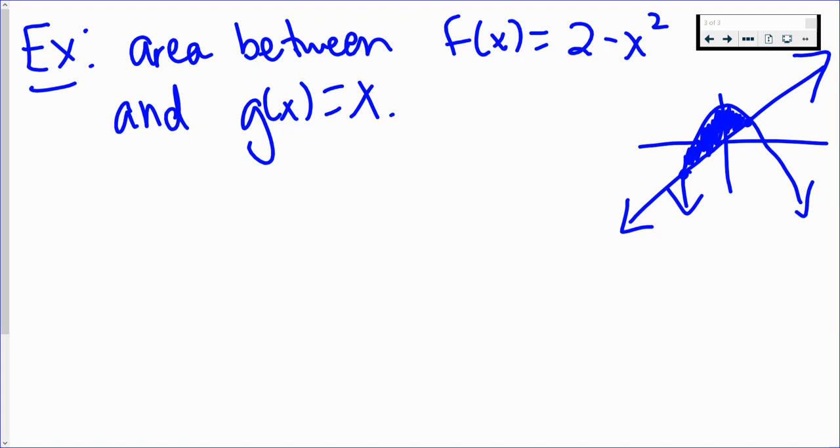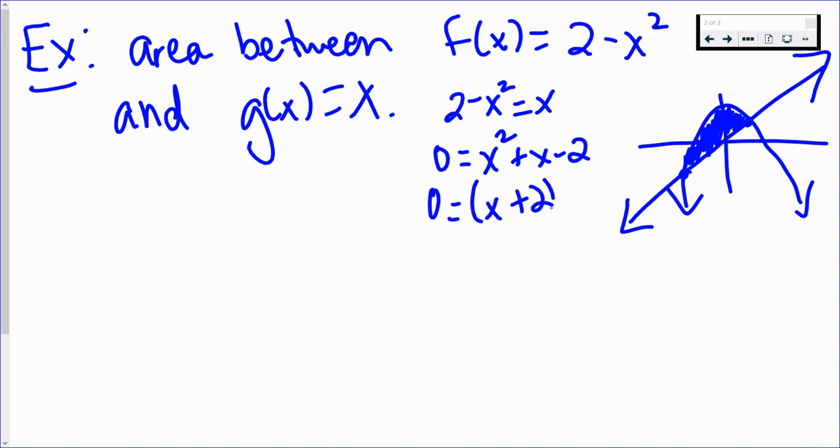So let's figure that out by setting these two equal to each other. Let's set 2 minus x squared equal to x. So let's move over here. So we get a positive x squared plus x minus 2. We could factor this, x plus 2, x minus 1. So that would be when x is -2 and x is 1. So this goes from when x is -2 to when x is 1. Oops, 1 right there.